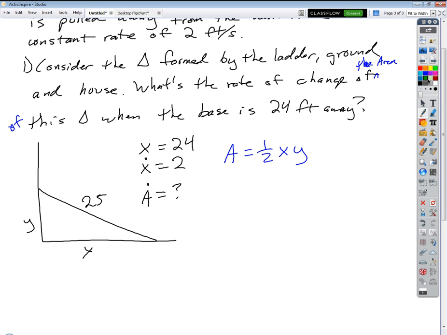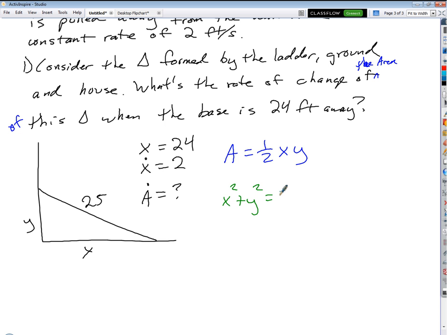We know that X squared, you can replace Y for what you replaced Y for in the orange solution. So we get X squared plus Y squared equals 25 squared. And now what we've got to do is ask ourselves, is this going to be worth it or not?